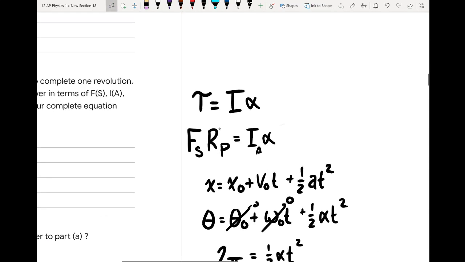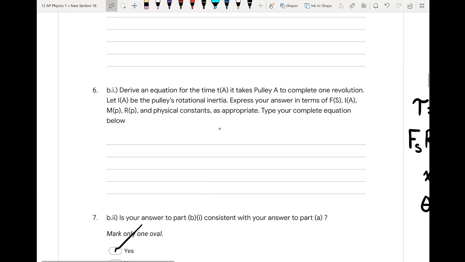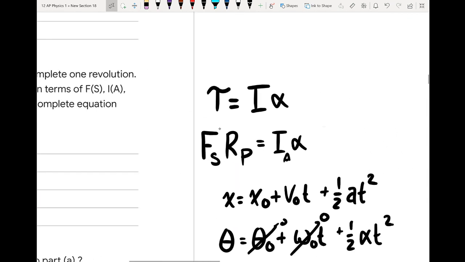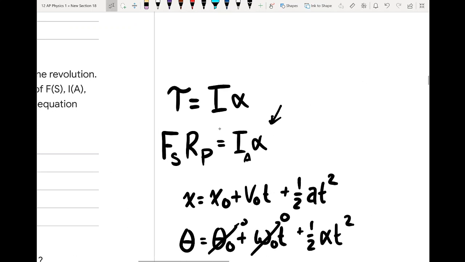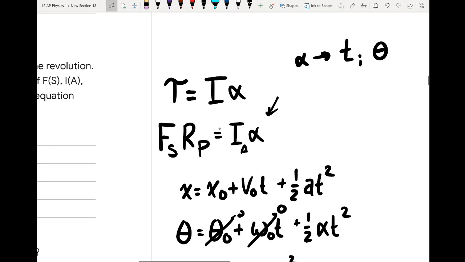And now what we really want is an equation to think about one complete rotation, but all we really have that deals with our kinematics is this alpha. So what we need to do is think about how we can get alpha to show up as the time for a complete rotation. So how can we get these kinematics ideas in here? Well, we can use our kinematics equations.